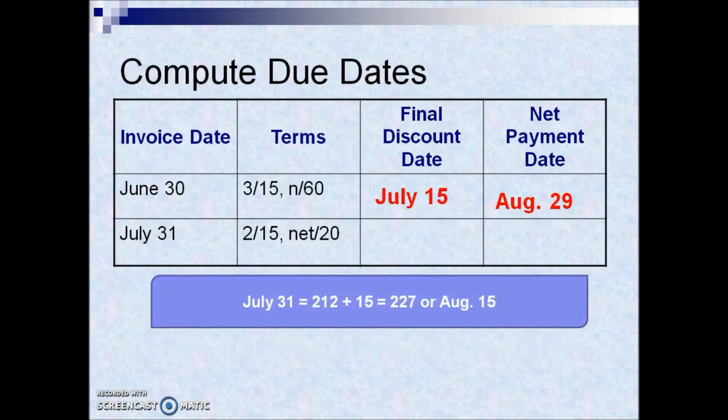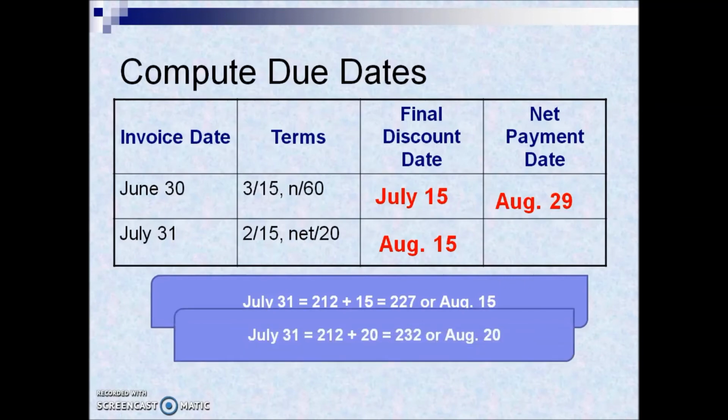Translating that into days of the year and adding 15 gives us August 15th. As long as payment is made by August 15th, the individual is eligible for the 2% discount. The invoice, however, is due in 20 days, and from July 31st, 20 days puts us at August 20th.